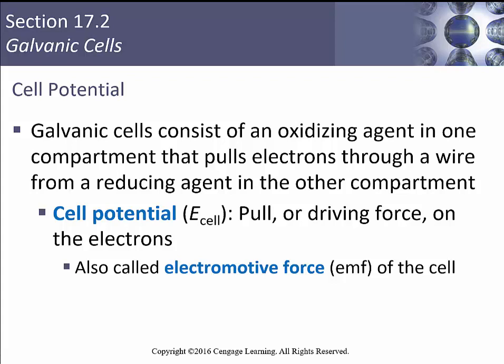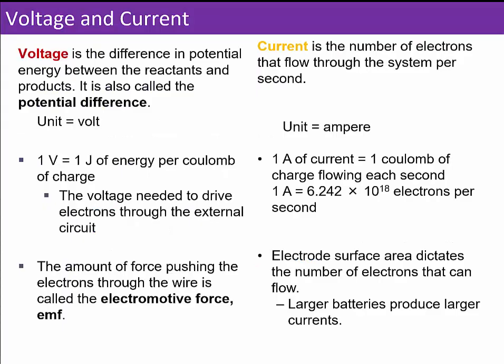An oxidizing agent in one compartment pulls electrons through the wire from a reducing agent in the other compartment. The cell potential, or pull, or driving force on the electrons is also called the electromotive force, or EMF. All right, so now we're going to need to define a couple of terms about that. One is voltage and the other is current.